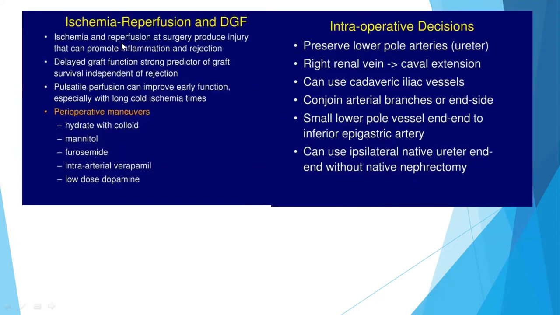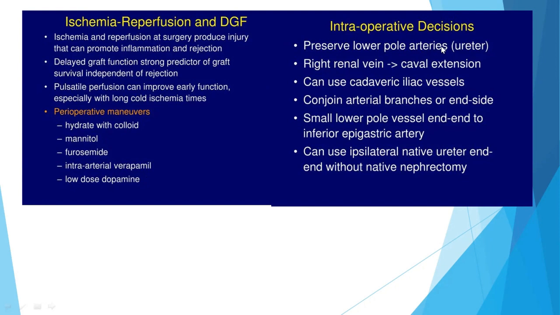There is one concept called ischemia reperfusion. Ischemia and reperfusion at surgery produce injury that can promote inflammation and rejection. The delayed graft function, DGF, is a strong predictor of graft survival independent of rejection. Pulsatile perfusion can improve early function, especially with long cold ischemia times. The perioperative maneuvers include hydrating with colloid, mannitol, furosemide, intraarterial verapamil, or low-dose dopamine.